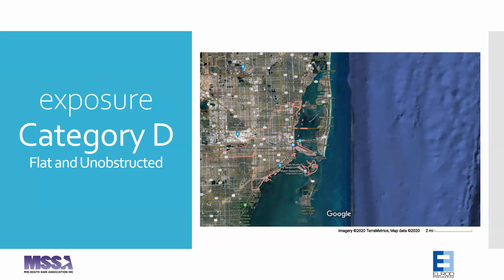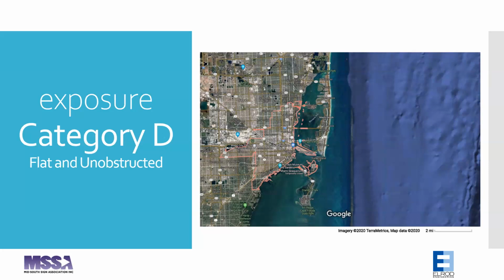One of the things I like to point out about this photograph, this aerial photo of Miami, is that you can see all three exposure categories in one photograph. If you look in the center along those barrier islands where Miami Beach is, that's exposure D. You've obviously got a large unobstructed area to the right, being the Atlantic Ocean. The wind's coming in and it's at kind of its highest pressure.